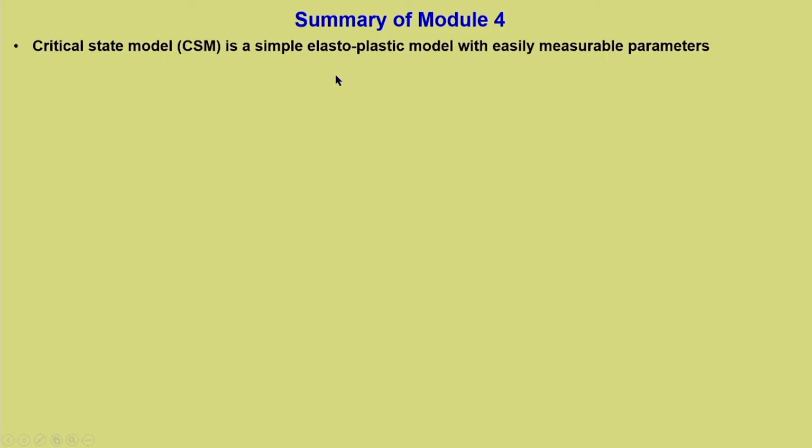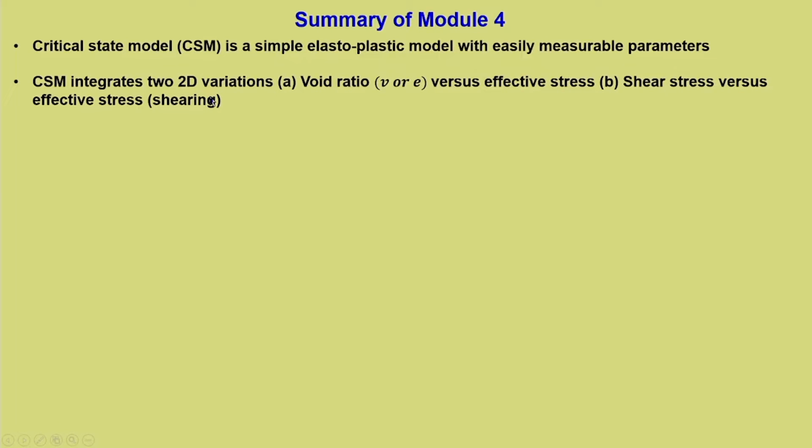As a summary of module 4, the critical state model, CSM, is a simple elastoplastic model with easily measurable parameters. There are several other models as well, but what makes it different is that it is simple to understand and the parameters are easily measurable from routine tests that we know. That makes it a bit different from the other models. CSM integrates two 2D variations, the void ratio versus effective stress and shear stress versus effective stress.